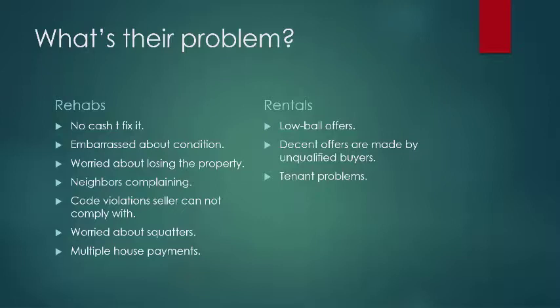The neighborhood or the neighbors are complaining about the house. It's ugly. It's the only ugly house in the neighborhood. They can't afford to get it fixed up, and the neighbor's like, "Hey, when are you gonna fix that roof? When are you gonna clean up your front lawn?" Maybe they're worried about squatters, right? Let's say they're not around. Let's say they don't live in the property. Well, squatters break in, they destroy the house. That's a real problem. That keeps people up at night. They've got multiple house payments, and maybe there are code violations. These are some common themes that property owners for rehab type properties, these distressed houses in decent neighborhoods, are going to have.